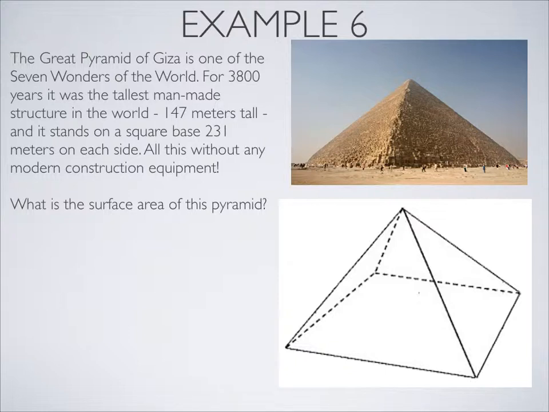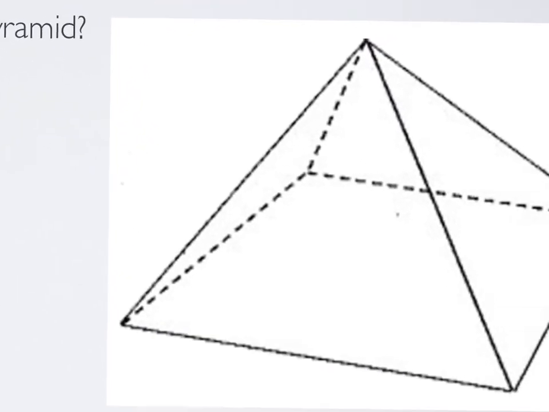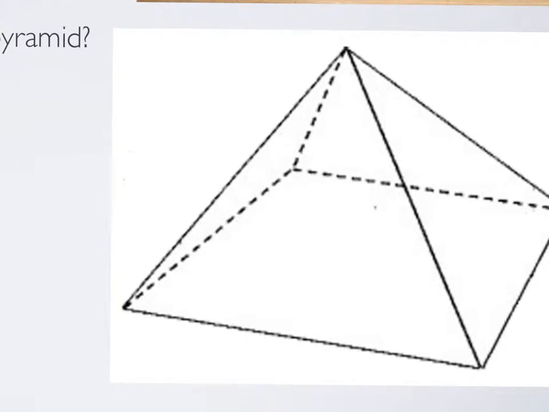It tells me that the pyramid is 147 meters tall. Where would that 147 go, Hunter? It goes straight down the middle of the pyramid. Straight down the middle is my 147 meters, and this makes a right angle. So this here at a right angle is 147.